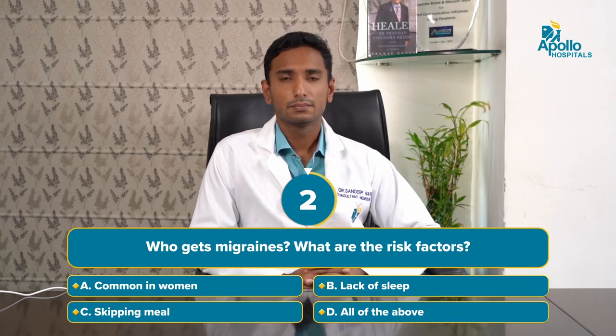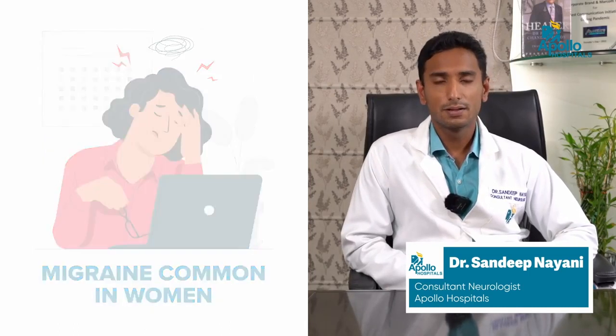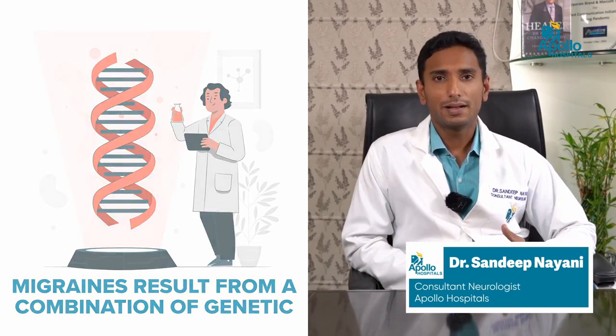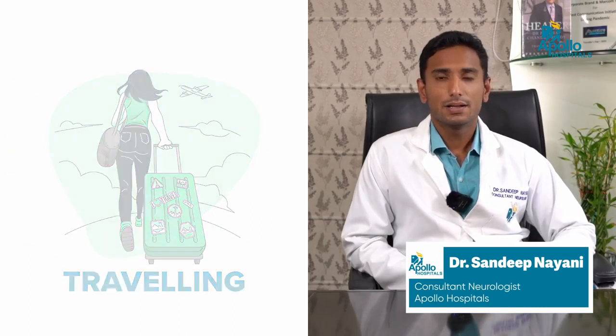Who gets migraines and what are the risk factors? Migraines can happen in a wide variety of people. It is usually a disease of young age and it is more common in females. Migraine has a genetic predisposition. Some people are more predisposed genetically to experience migraine-like episodes, and when someone has this genetic predisposition, whenever they have lack of sleep or skip a meal or travel, under these circumstances the headaches and migraine episodes may become more frequent.